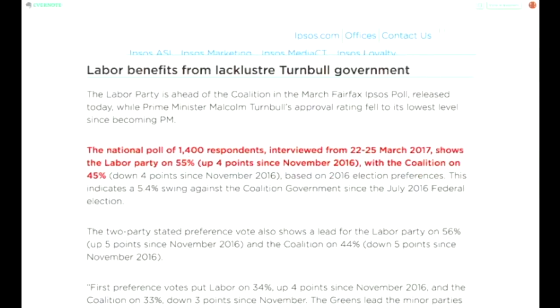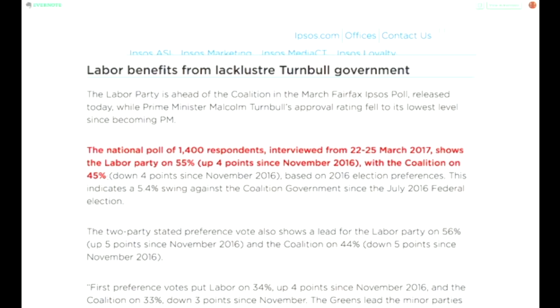So a national poll of 1,400 respondents. So that's how many people were polled about their opinions. Were interviewed between the 22nd and 25th of March. So sometime last week this poll was carried out. And it shows that the Labor Party was chosen by 55% of the respondents and the Coalition or the Liberal Party by 45%. So, for our purposes, that's all we're going to take out of this poll.